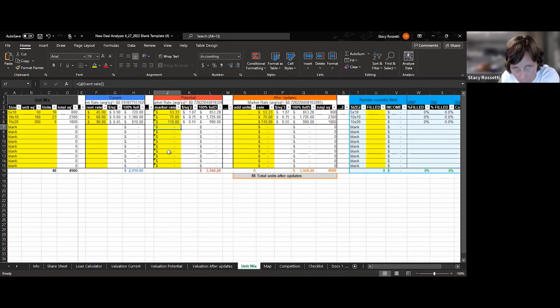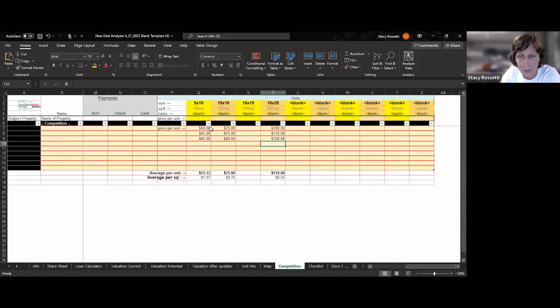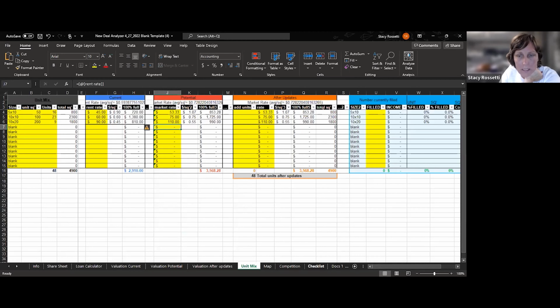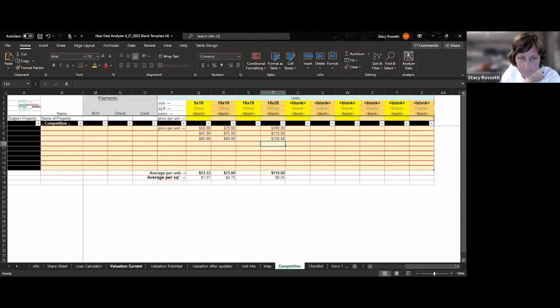So you'll put the competition in your sheet and you'll average it out. You'll look at the as is versus the potential. All right, the as is versus the competition. So this competition sheet is very, very vital to determining whether or not it's a good deal or not. So now you have your inputs in here, right? You also have your unit mix put in, and you have your competition put in, okay?